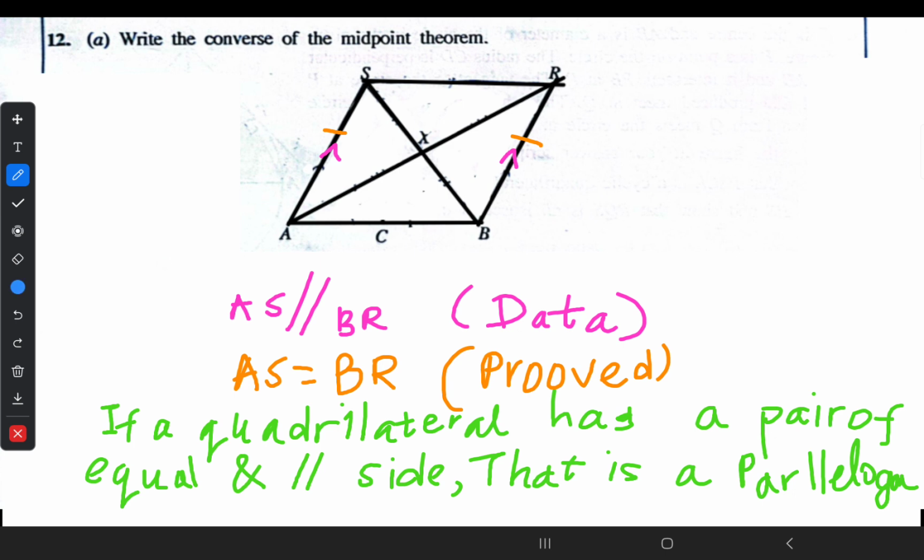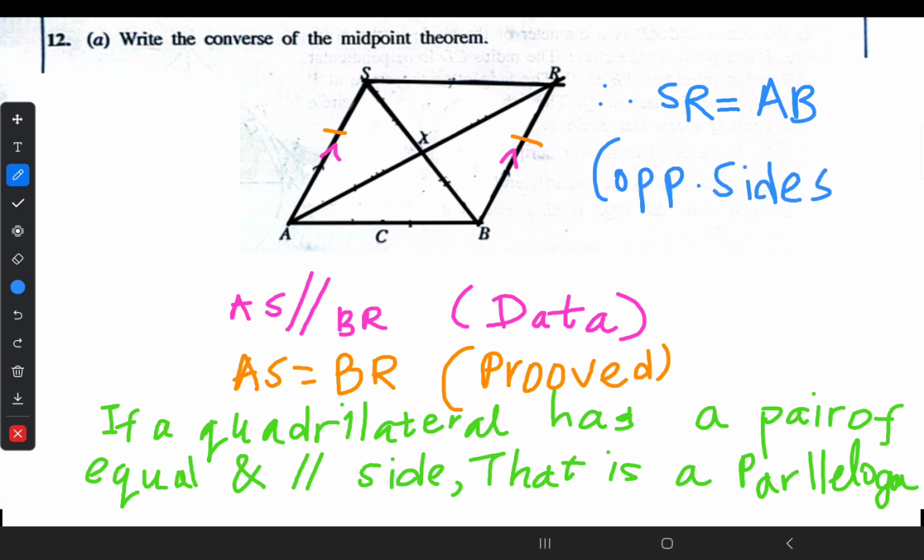Our question is to show this one and this one are equal. Connect S and R and show SR equals AB. Now we derived this is a parallelogram. Now we can directly show, therefore, SR equals AB, because opposite sides of a parallelogram are equal. Therefore SR equals AB. We already derived this is a parallelogram, so opposite sides of a parallelogram are equal. Likewise, you can give your reason.